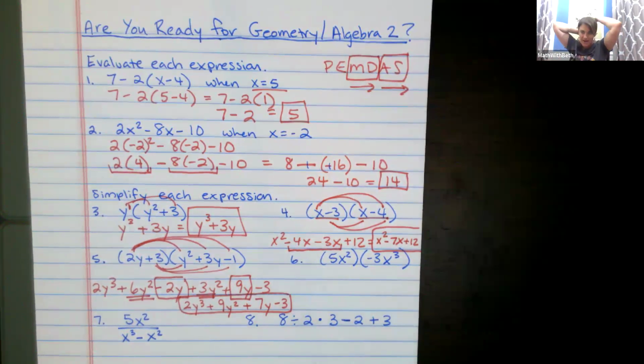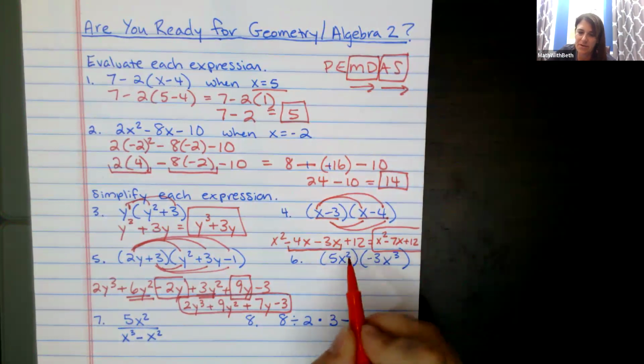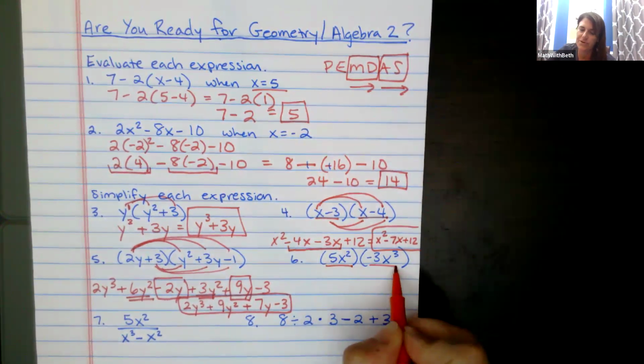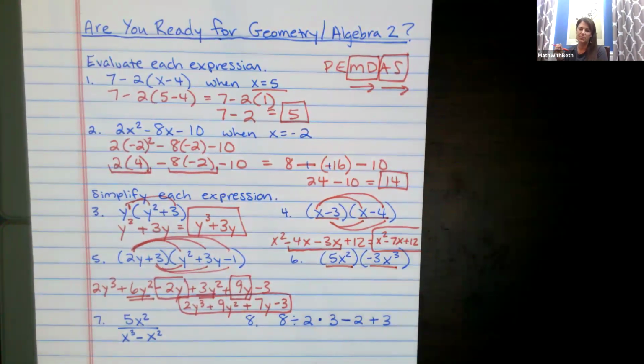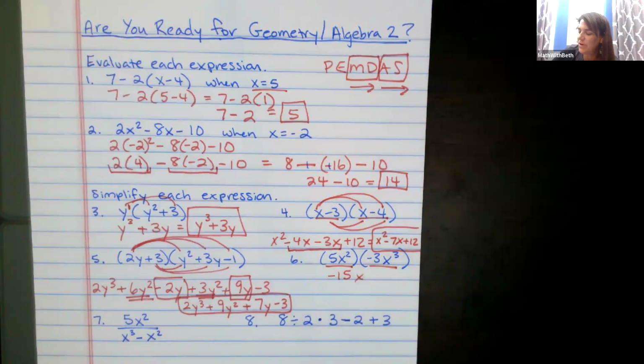Number 6 is a monomial times a monomial. So there's no foiling. I don't need to do 5 times 3 and 5 times x to the third. This is one term and this is one term. So I'm just multiplying these two terms together. When I do that, I'm going to do the numbers first, and then I'm going to do the x's.